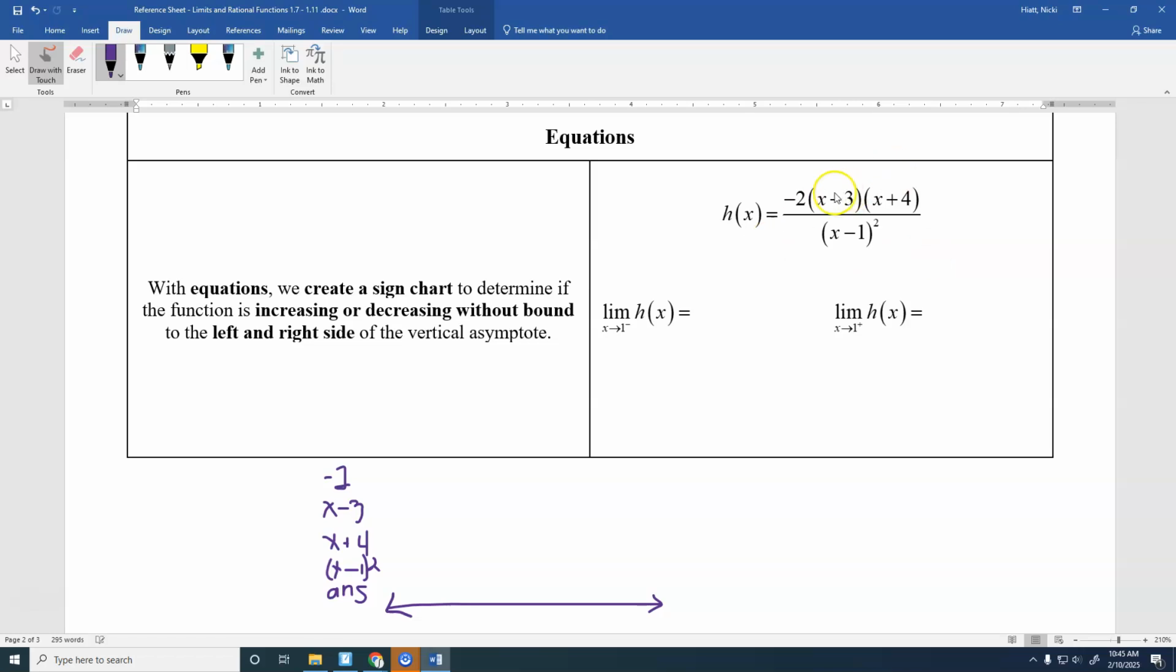You're going to use the zeros, so that would be +3, -4, and +1. So I'll put -4 here, 1 here, and 3 here, and then let's see if I can make my chart here.